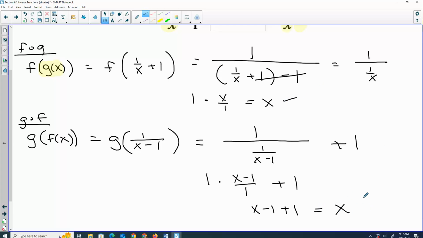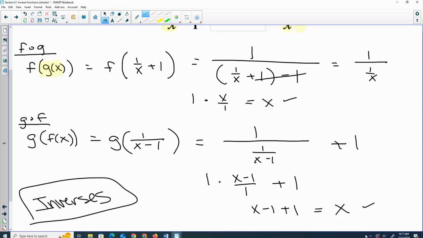So I got x for both of them. What does that mean? They are inverses. If one of them doesn't turn out to be x, they're not. But if they both are x, that means they undo each other. You get back what you started with. So they are inverses. I want you guys to try one.